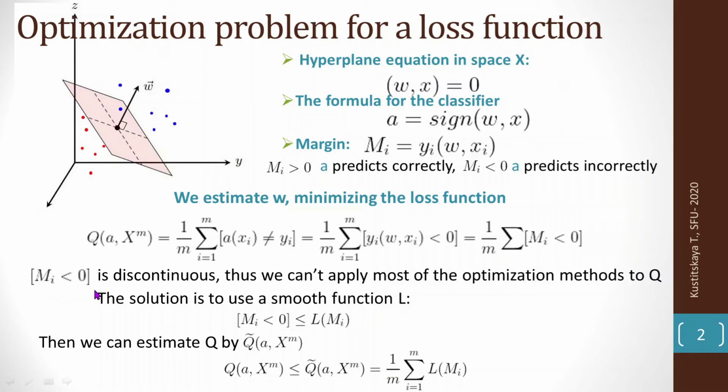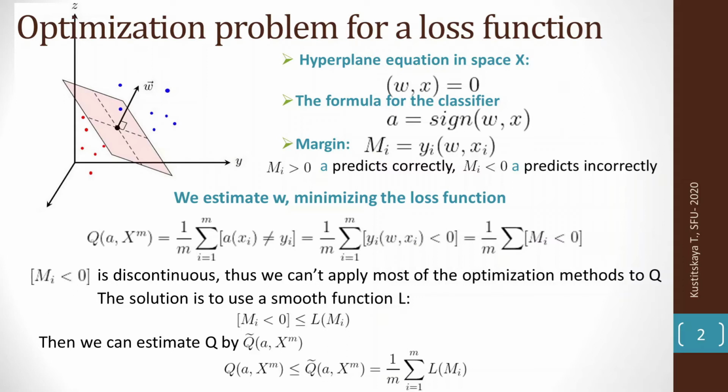This indicator function is discontinuous. Thus, we can't apply most of the optimization methods to minimize Q. In particular, we can't use the most favorite method for optimization, the gradient descent method, and the non-smooth minimization methods are difficult to implement.